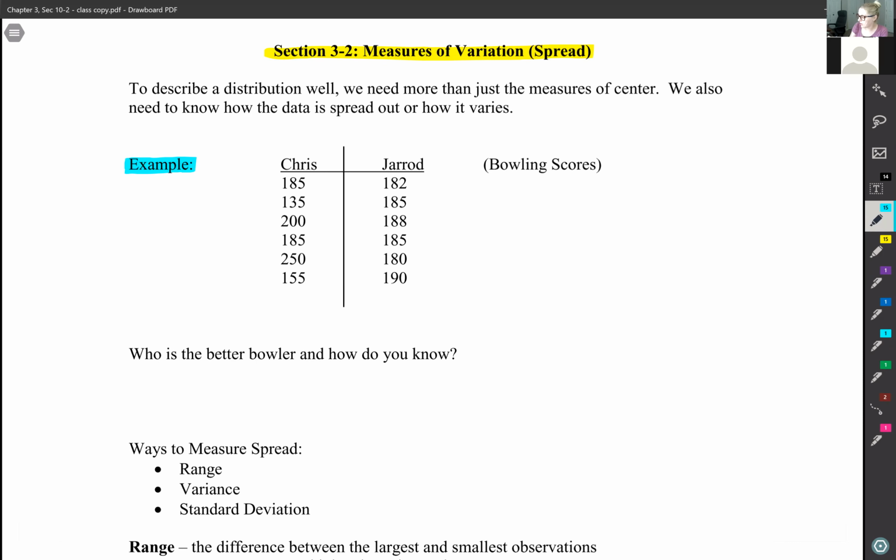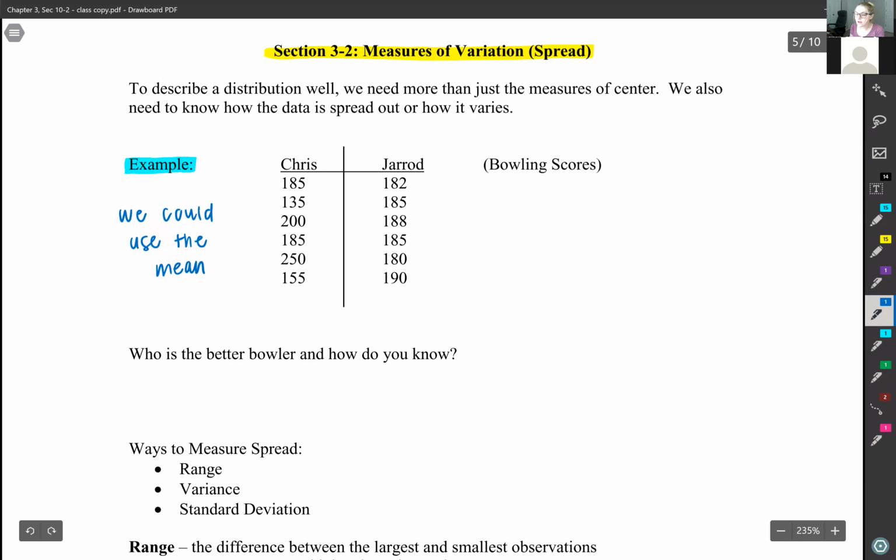So let's see, we could use the mean. Okay, well, to go ahead and find the mean for Chris, I'm going to add up all his scores. So remember that the mean is adding all of them up and dividing by the number of scores. So I'm going to just do this on my calculator. So 185 plus 135 plus 200 plus 185 plus 250 plus 155.